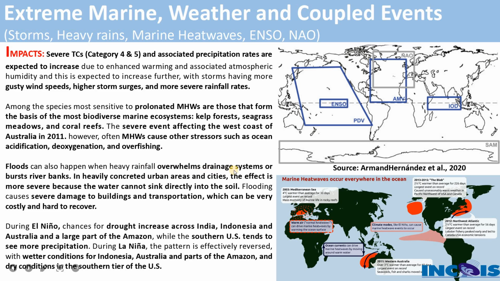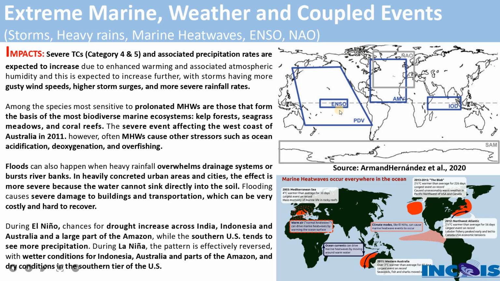It overwhelms the drainage systems or bursts river banks, and it is going to severely affect heavily concentrated urban areas and cities. The effect is going to be very severe because the water cannot sink directly into the soil, so thereby you can have a lot of flooding events and damage to buildings and transportation, which is very hard and very costly to recover from as well, right?